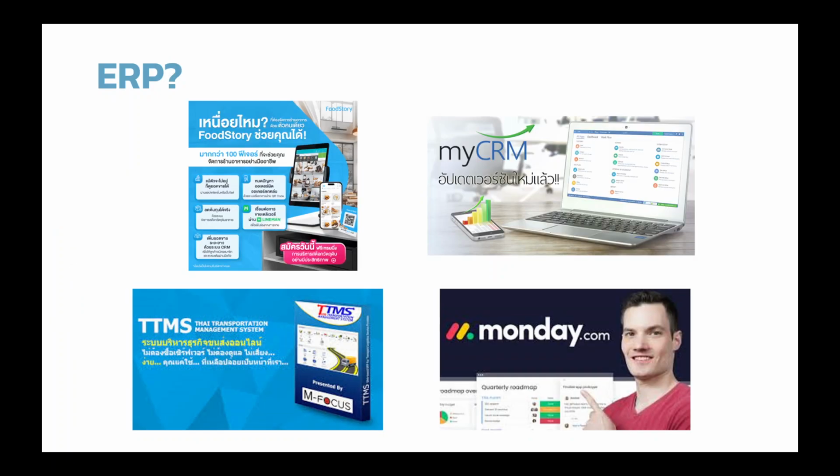And there are also other things that you might see when you go to maybe a restaurant. They use Food Story when they want to sell you something. They have the screen that has the Food Story logo on it, right? And if you want to do CRM, there is also an online service. You can do My CRM. If you want to do transportation, there is TTMS, called Thai Transportation Management Systems. And for project management, you can do Monday.com, right?